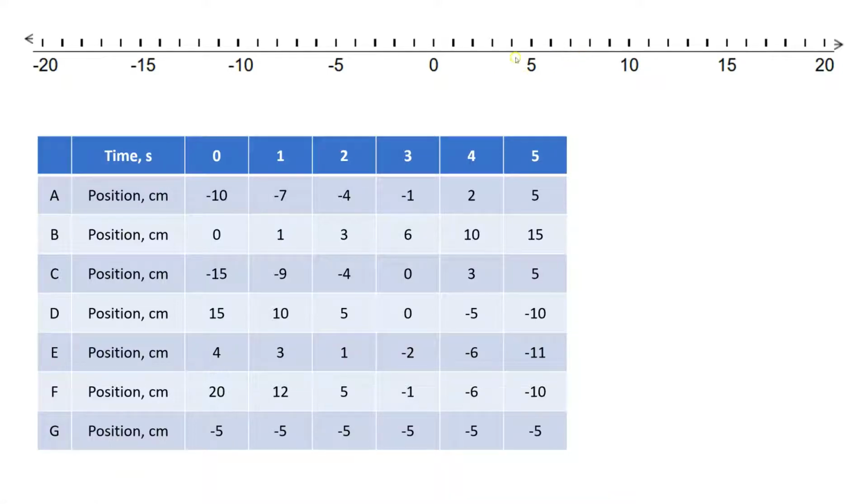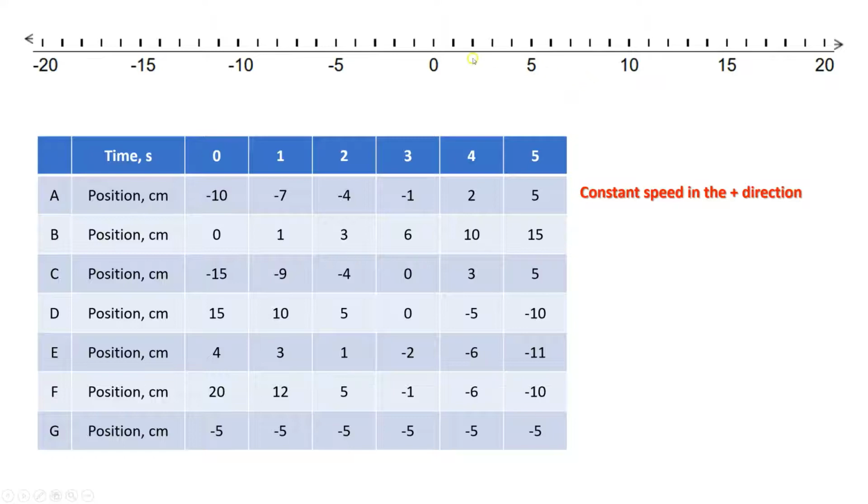Object A starts out at the -10 centimeter mark and then moves 3 places to the right to the -7, 3 more places to the right to the -4, 3 more to the right to the -1, then the 2, then the 5. Each second this object is moving 3 places to the right. Therefore it has a constant speed in the positive direction.